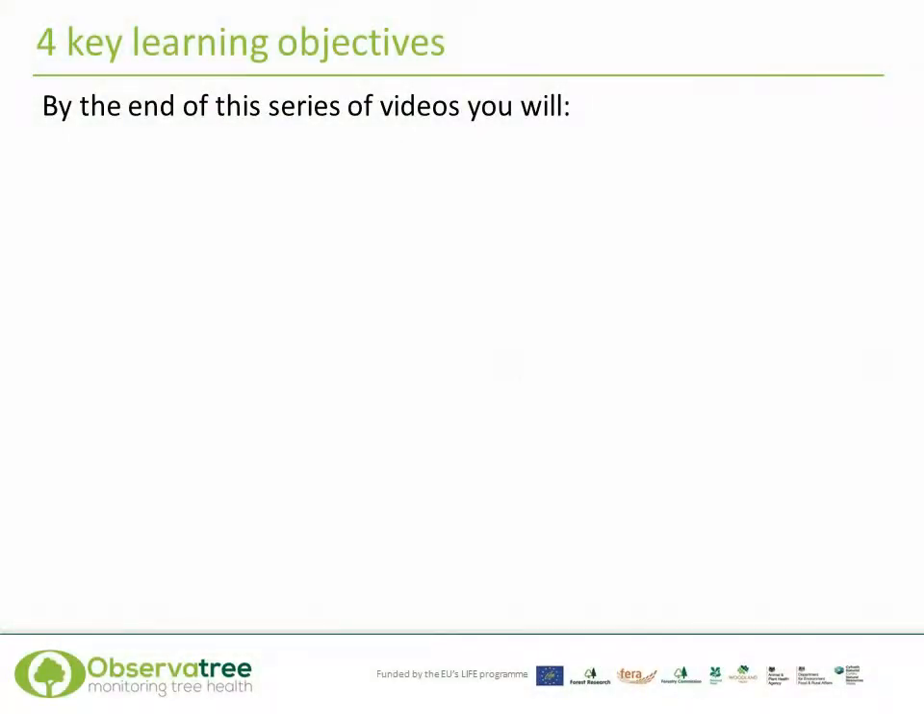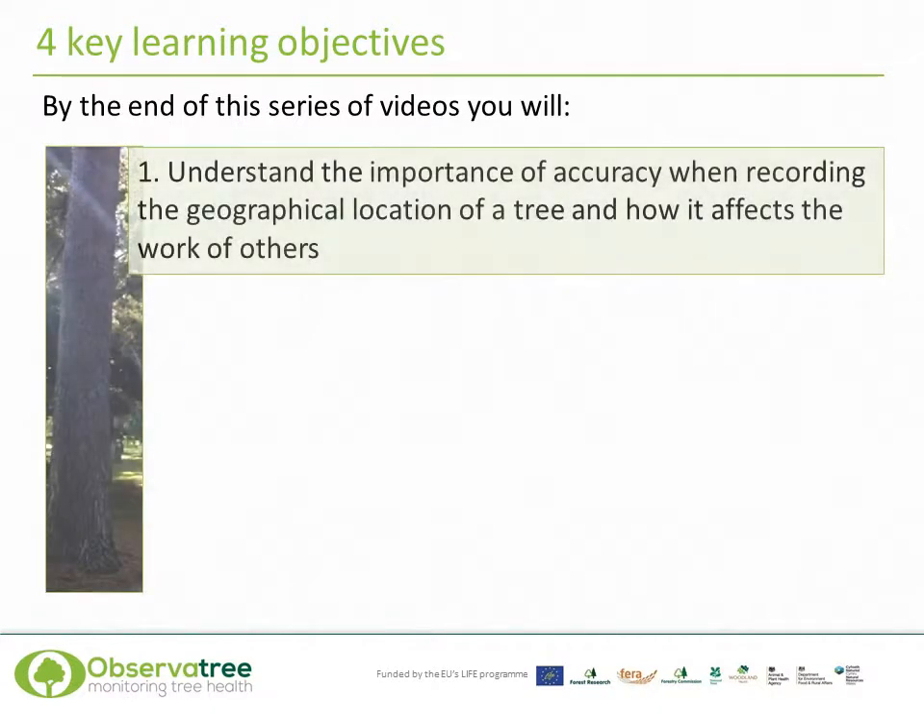In this, the first of a series of videos, we will explore 4 key learning objectives. In this video, we will explore why information collected is so important. It will look at why detecting pests and diseases of concern quickly is so important, who is involved in detecting pests and diseases, and the steps to making positive identification.